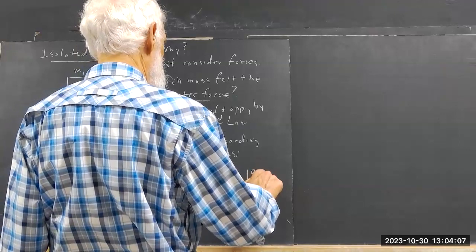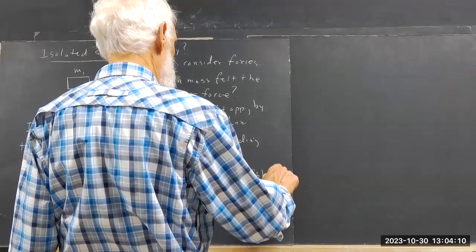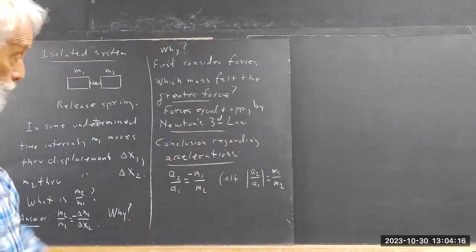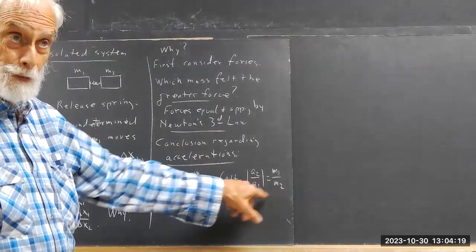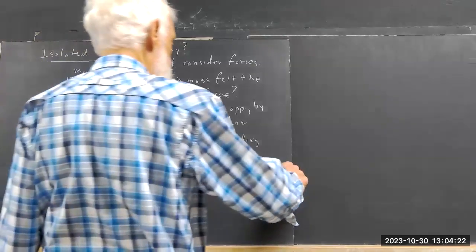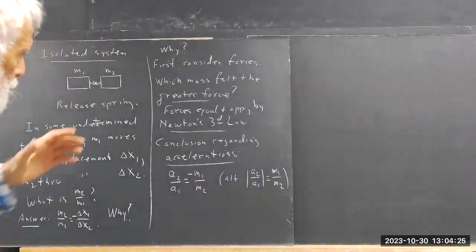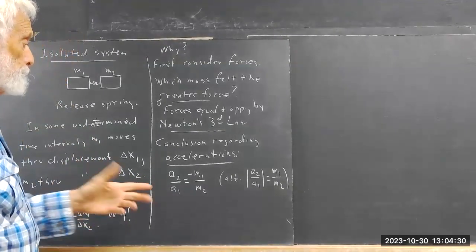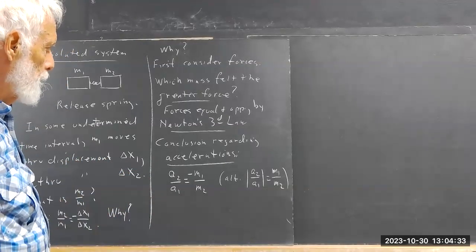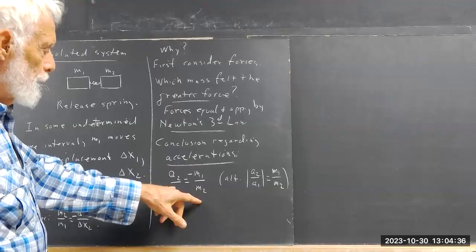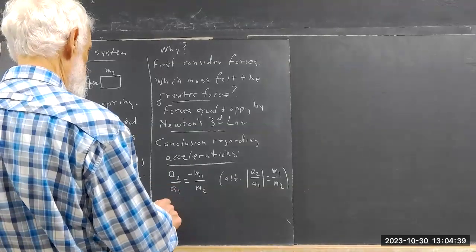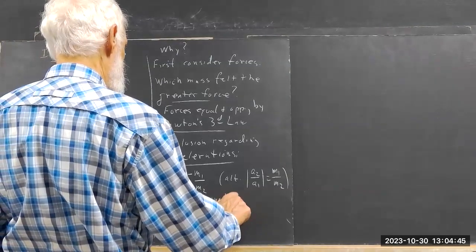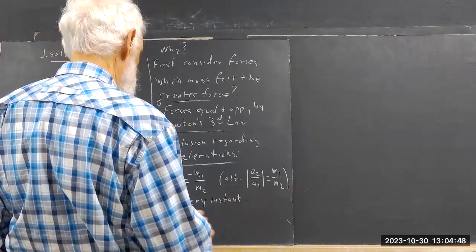Alternatively, the ratio of the masses can't be negative, so the absolute value of the ratio of the masses is just the ratio of the masses. That's an important thing to understand. But as applies to this situation, we know that the accelerations are in this ratio at every instant.